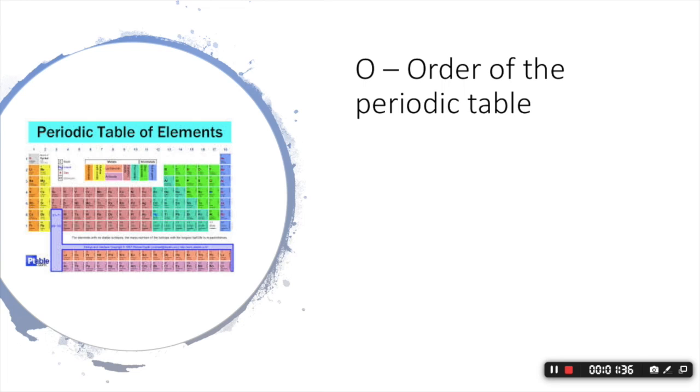O is for order of the periodic table. There is a specific order in the periodic table, and it allows people to see the similarities and compare the periodic properties of the elements. This allows chemists to group elements together and to observe how they will react with one another.